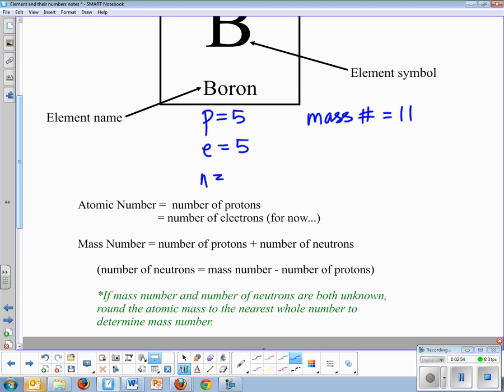Well, mass number is protons plus neutrons. Or you could work backwards. If you know protons, in this case 5, and we know our mass number is 11, how many neutrons is that? So 5 plus what equals 11? Or you could work backwards and say number of neutrons equals mass number 11 minus protons, 5 in this case. So boron has 6 neutrons.